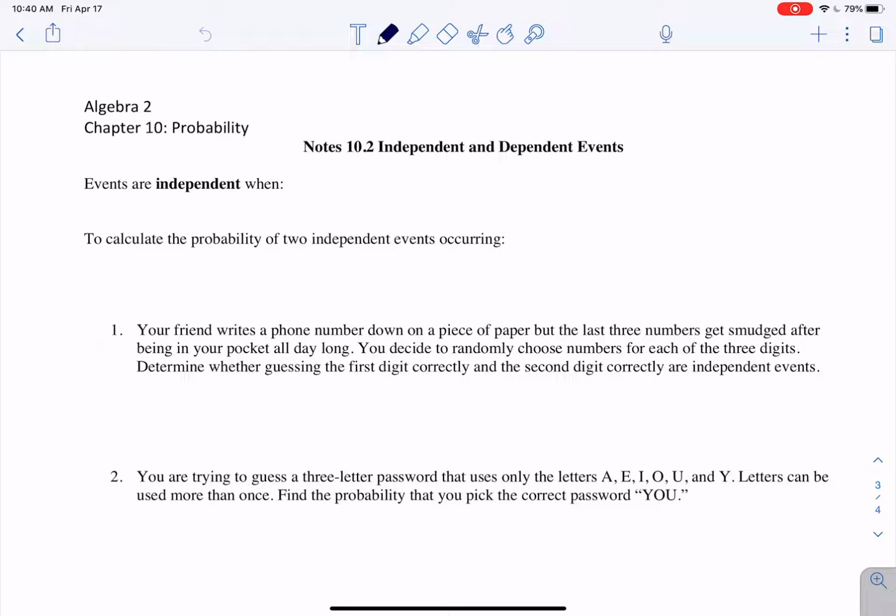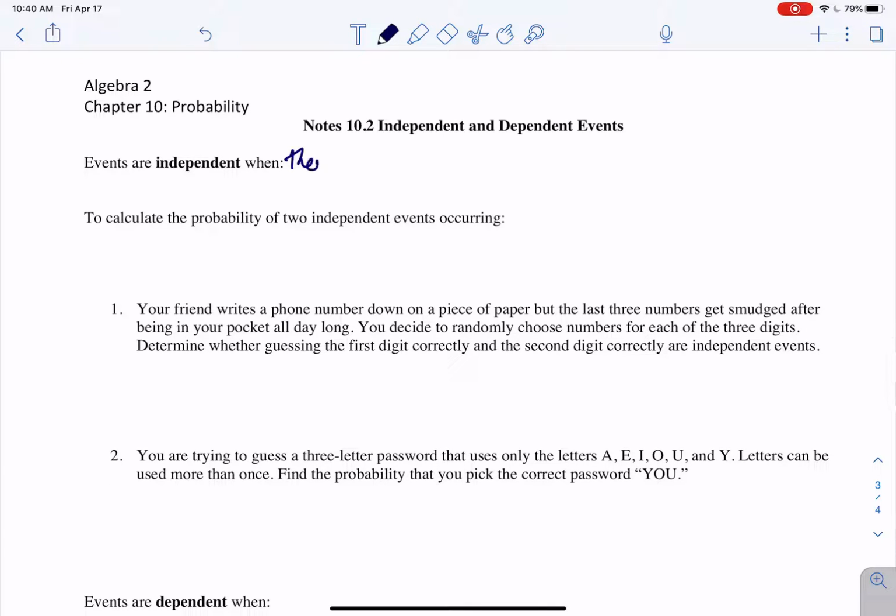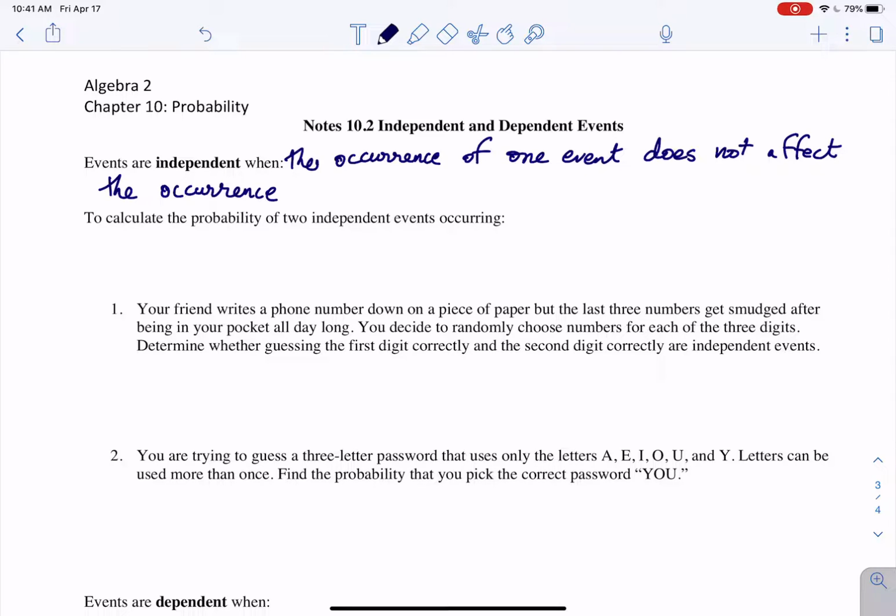So independent events means that the occurrence of one event does not affect the occurrence of the other event. So what does that mean? So let's think of an example. Supposing my two events are the probability that I cook today, right? So cooking today is one event, and wearing a rain jacket is my second event.